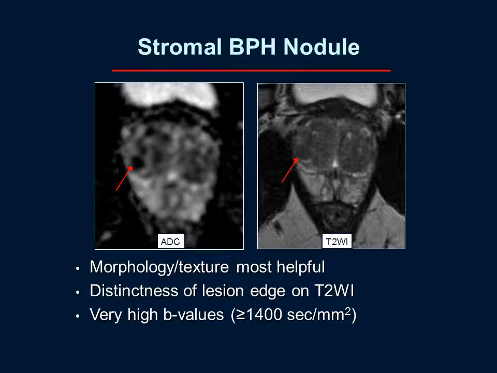For these, morphology and texture can be helpful. Transition zone BPH nodules will have more of a rounded shape with very distinct edges. They're well marginated. We may even see a thin T2 dark capsule around them, whereas transition zone tumors will have less distinct edges. And the very high B-value images, as mentioned before, can also be helpful.